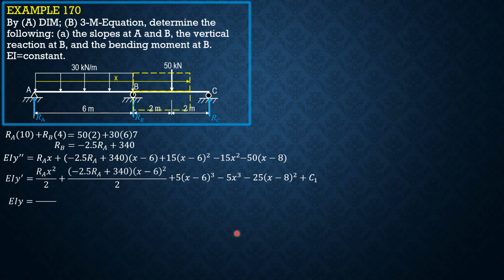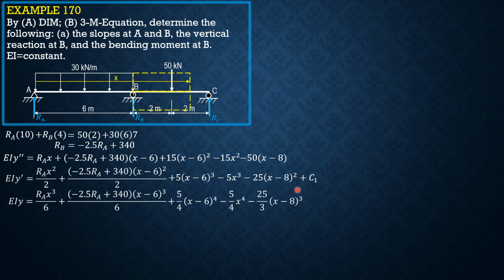Integrating again, EIY is RAX cubed over 6 plus (negative 2.5 RA plus 340) quantity (X minus 6) cubed over 6, plus 5 over 4 quantity (X minus 6) raised to 4, minus 5 over 4 X to the 4th, minus 25 over 3 quantity (X minus 8) cubed, plus C sub 1 X. So as I said, there's no C sub 2.